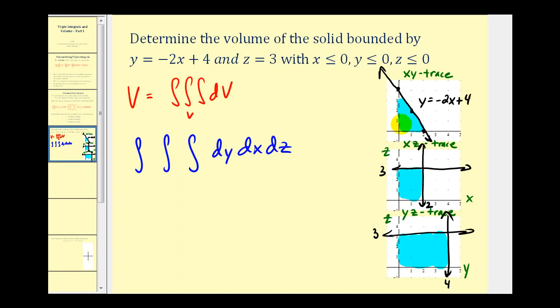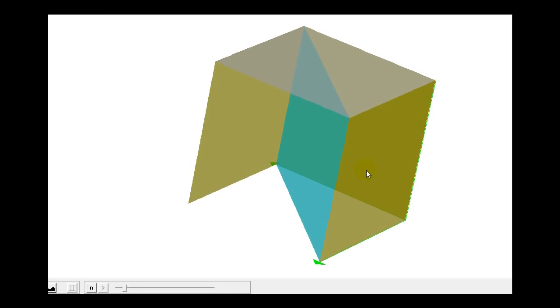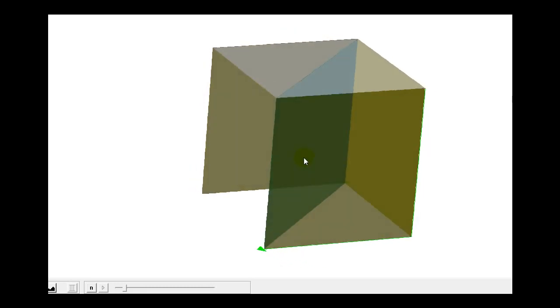So the interval for y will be from 0 all the way to this line, which is negative 2x plus 4. And then for x, we'll go from 0 all the way to 2. And then lastly, for z, we can look at either of these two traces. Z will be from 0 all the way to 3. These intervals for y, x, and z form the region V, and therefore will give us the volume of the solid. If we take a look at V in 3 dimensions, the volume that we're determining will be the volume of this triangular prism here.